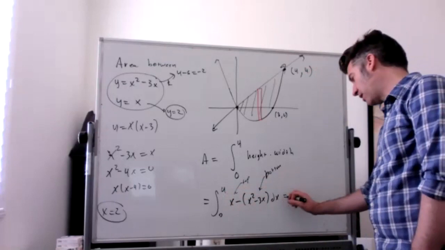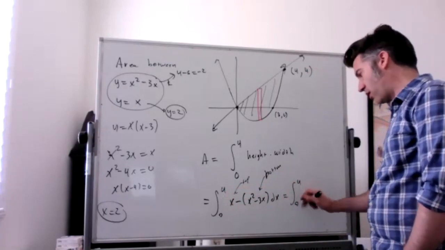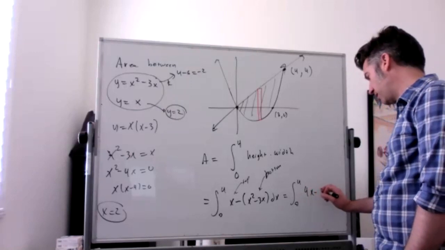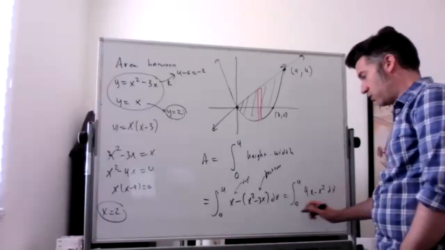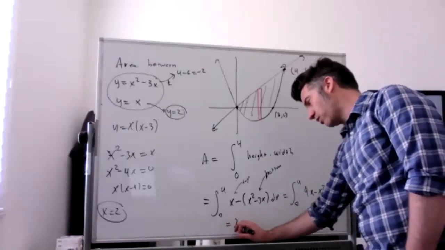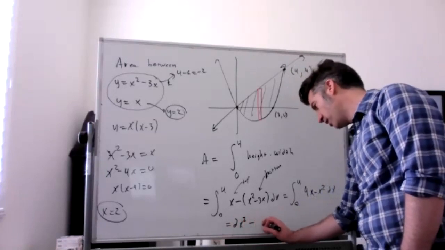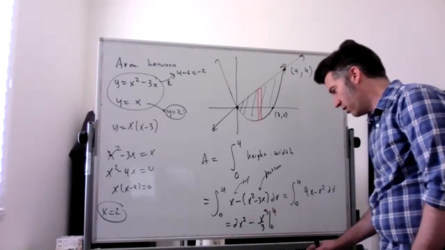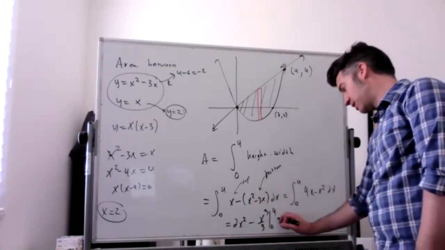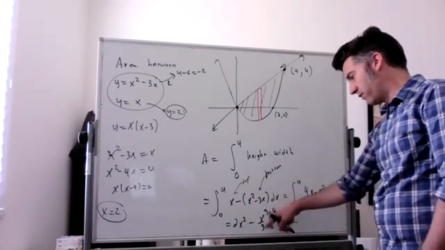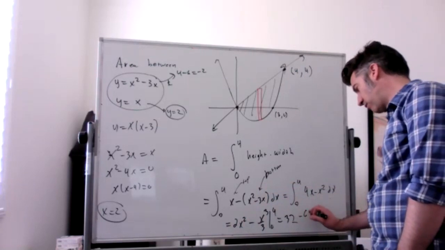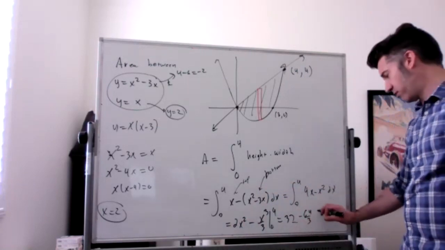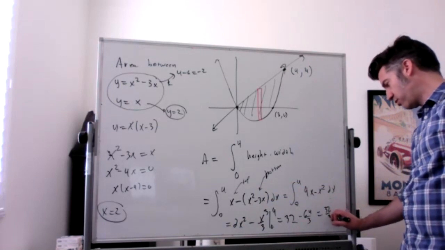And then we simplify. You get the integral from 0 to 4 of x minus 3x, which is 4x minus x squared. You antidifferentiate, you get 4x squared over 2, which is 2x squared, minus x cubed over 3, from 0 to 4. Plugging in the 4, you get 2 times 16. Plugging in the 4, you get minus 64 over 3. And that ends up being 96 over 3 minus 64 over 3, which is 32 over 3.